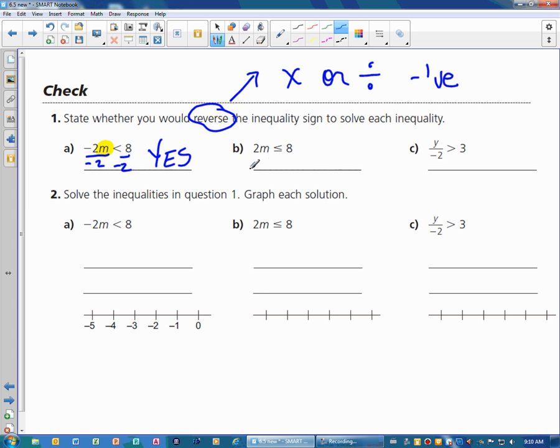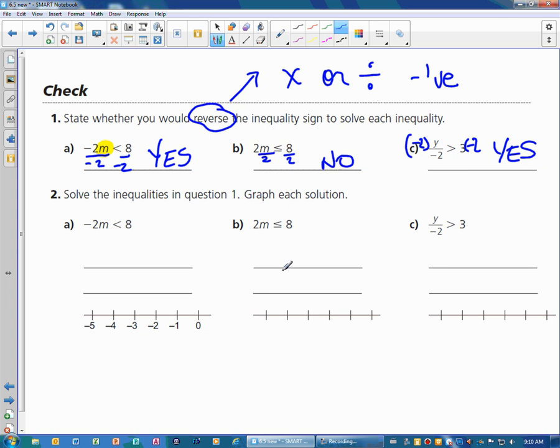Okay, b is basically the same question. It's positive 2 this time though, so 2m less than or equal to 8. How would we isolate m? We would divide by 2. But 2 is not negative, so we would not reverse the sign. In c, we have y divided by negative 2. In order to get y by itself, we would multiply both sides by negative 2. We are multiplying by a negative, so yes, we would reverse the sign.